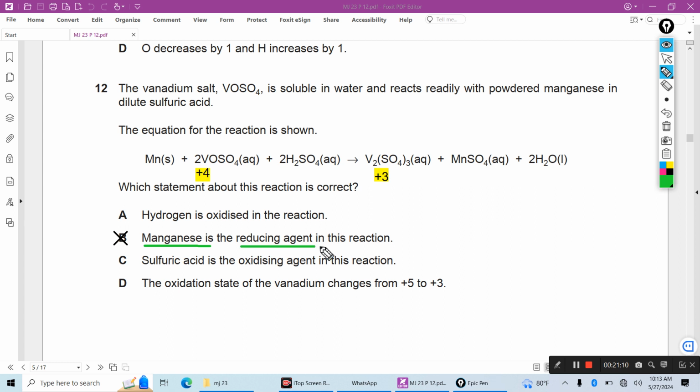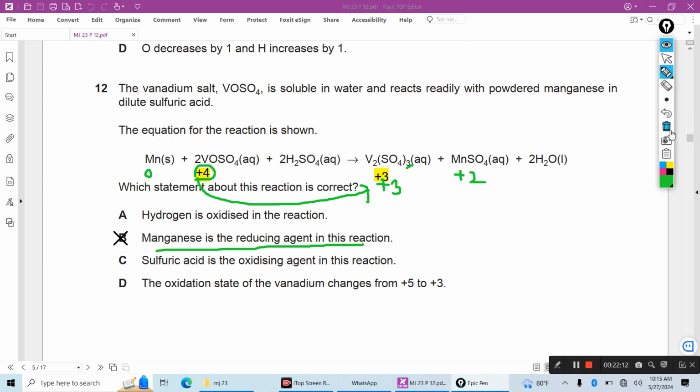Manganese is the reducing agent in this reaction. You know, reducing agent means the substance which reduces another substance but itself oxidizes. So here in the vanadium salt, the vanadium oxidation number is +4. Here this 3 is for vanadium, so this is +3. Vanadium oxidation number decreases, and manganese here is 0, here +2. So manganese reduces vanadium +4 to +3 but itself oxidizes 0 to +2. So manganese is the reducing agent in this reaction.